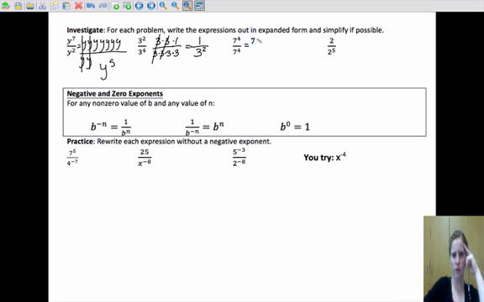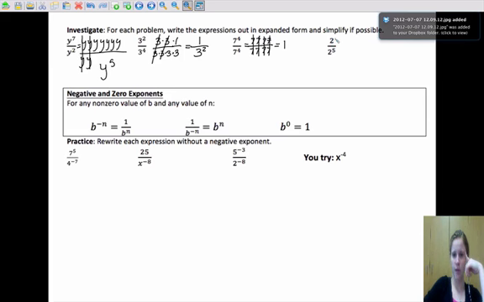If we write out this one, we have 7 to the 4th over 7 to the 4th. All of those are going to cancel out. Now let's really think about what all that canceling out means. 7 divided by 7 is what? 1. 7 divided by 7 is 1. So our answer here, our simplified version, is just 1.